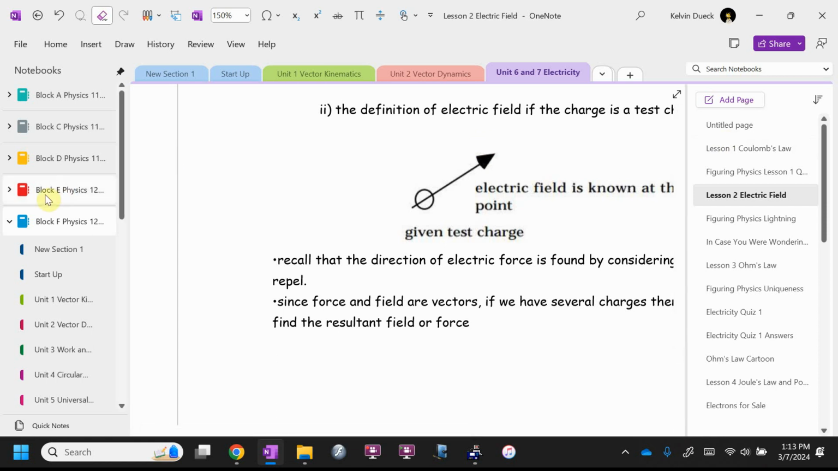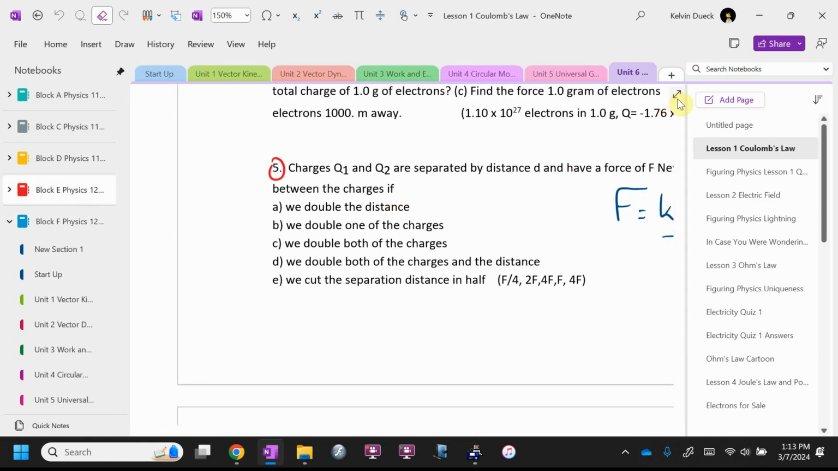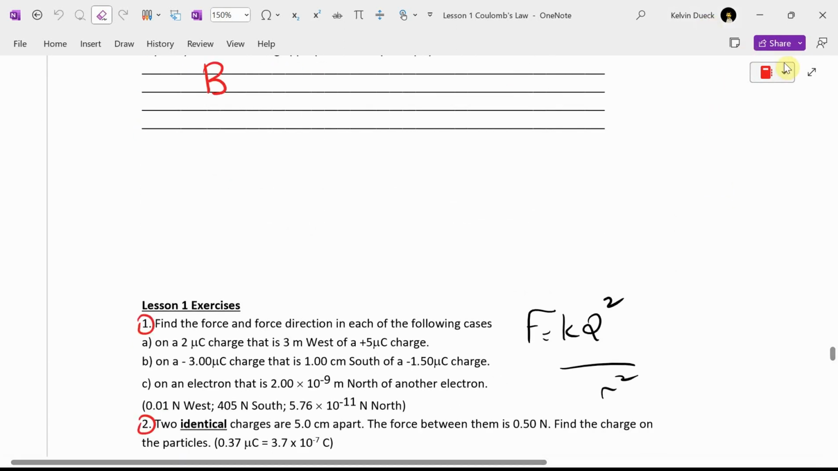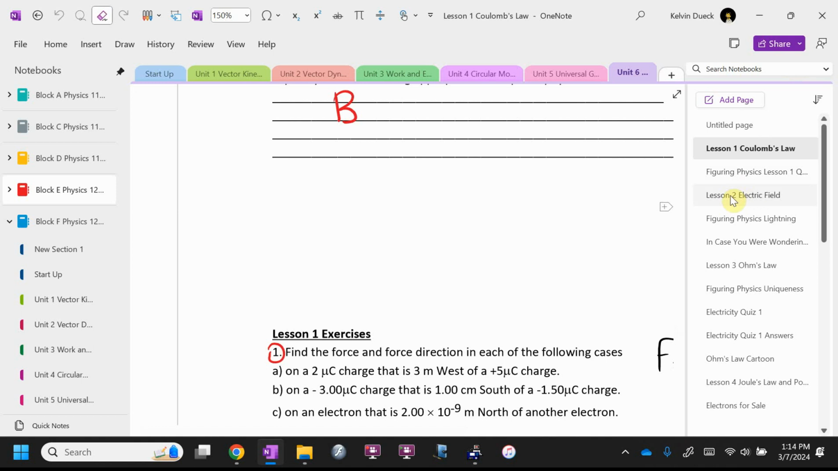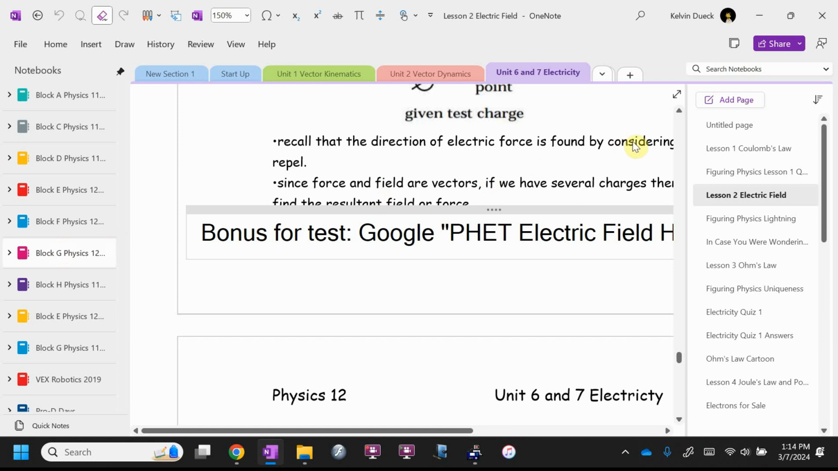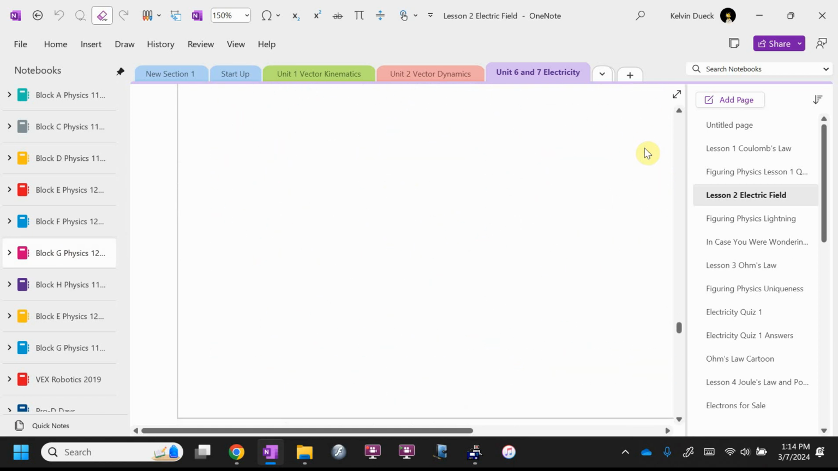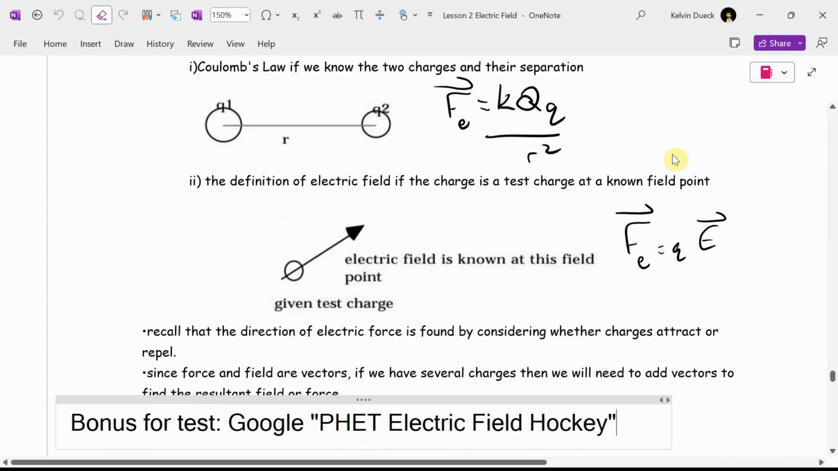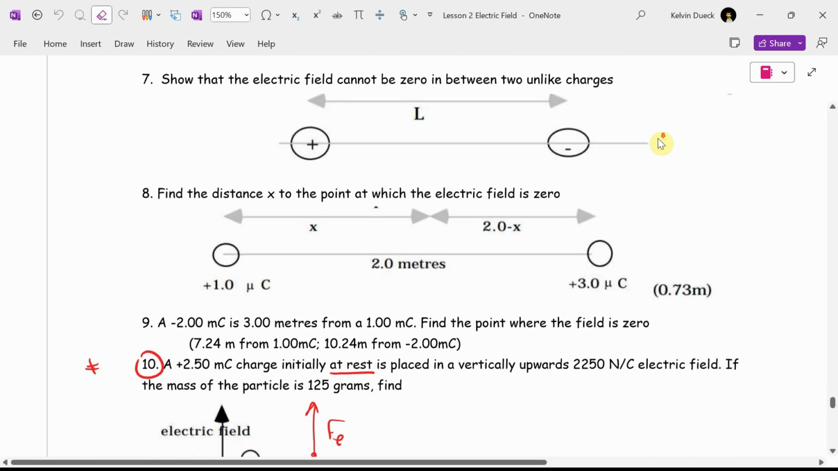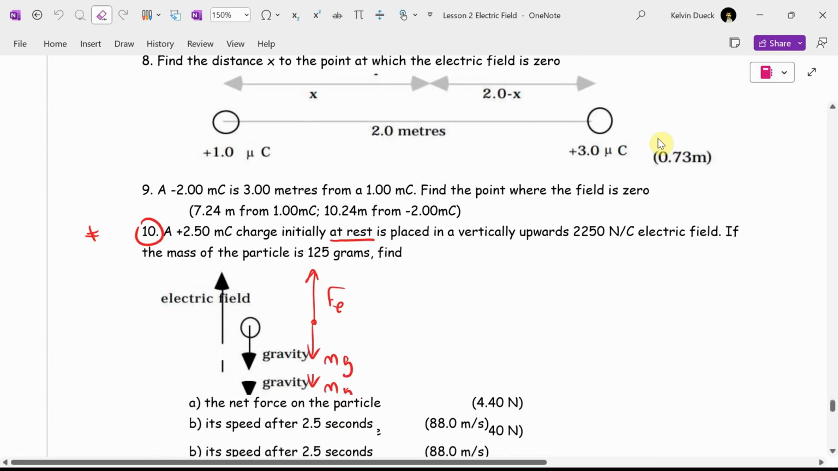What's your homework? Here's the ones that I assigned, and then I need to apologize because I'm about to give you the most addictive bonus ever. I want to get to block G, Mr. Dueck. That's what I just taught. Sorry. So, try number 2, try number 3. Skip 4. 5 and 6 are good. You can skip 7 and 8 and 9. 10 is kind of cool.